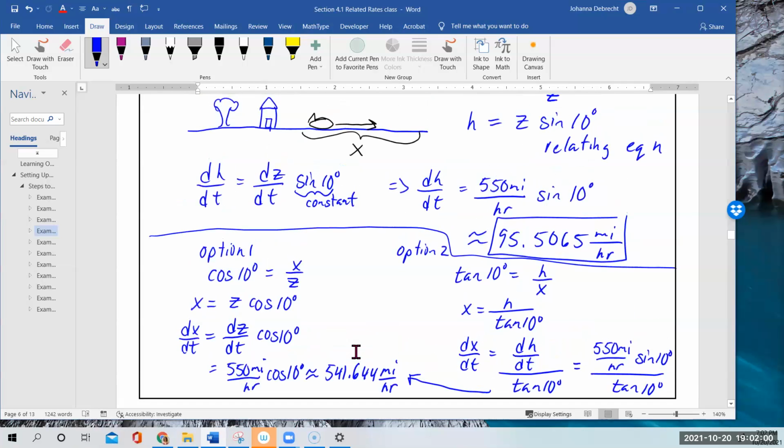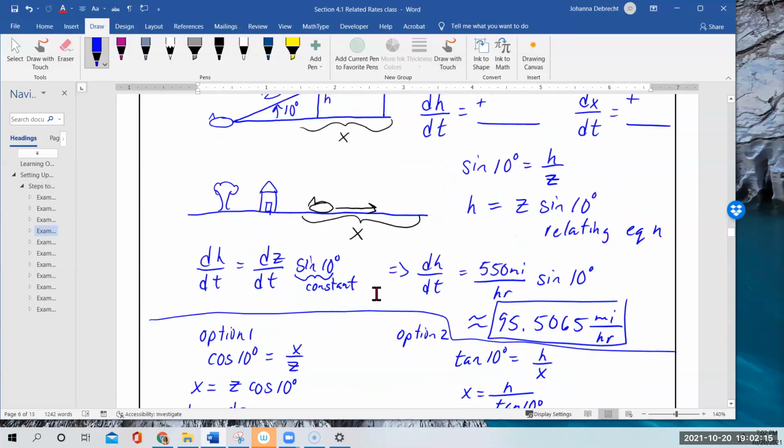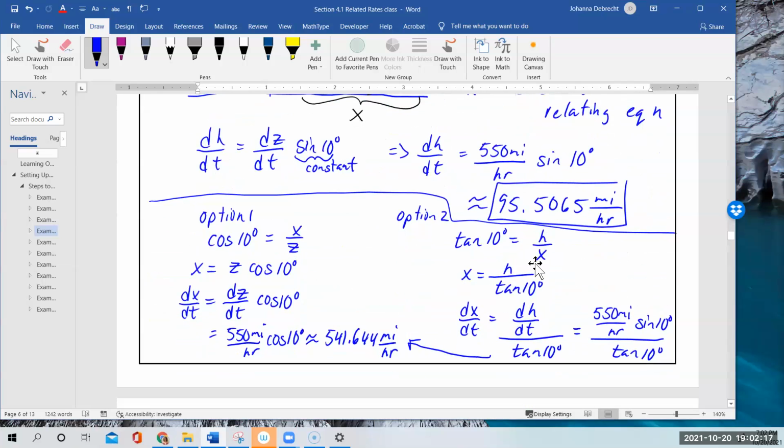Option 2 uses the height, which is going to be less accurate unless you use the intermediate value. This would relate height and x using tangent, so that the tangent of 10 is h over x. Once we have that, we can solve for x again, and we get h over tangent of 10 degrees. Then we take the derivative of both sides of the equation, noting that tangent of 10 degrees is a constant.